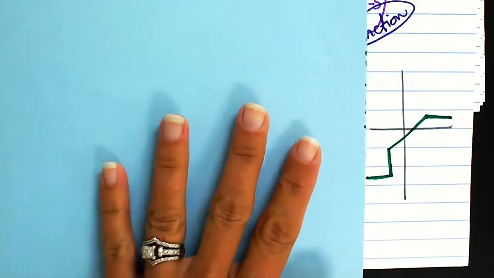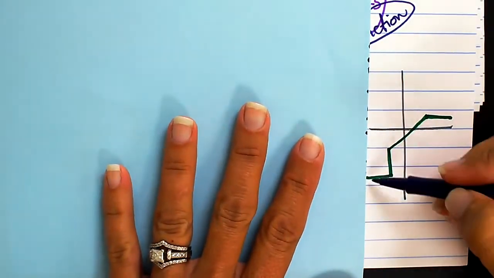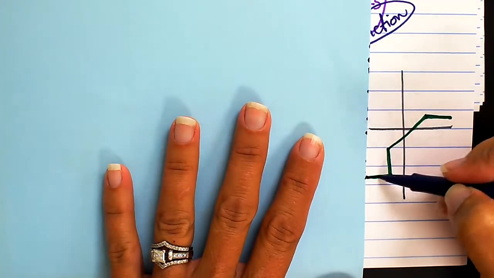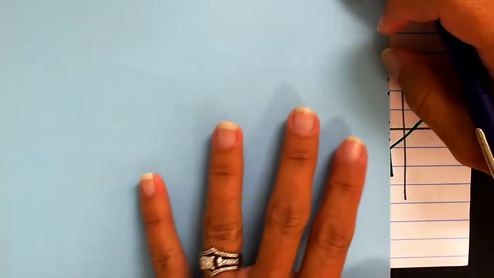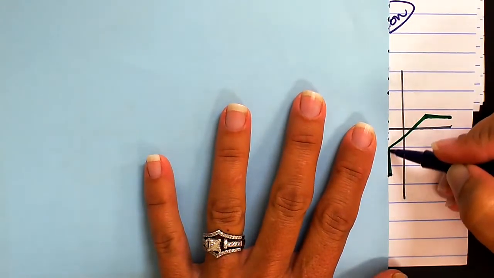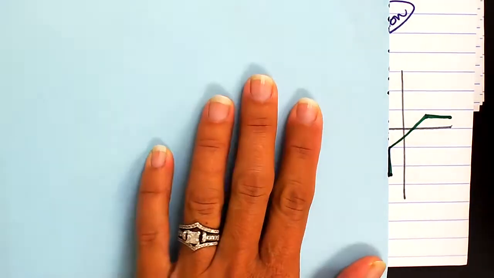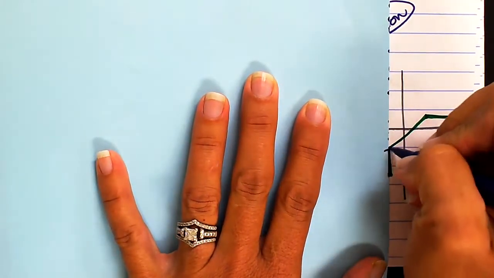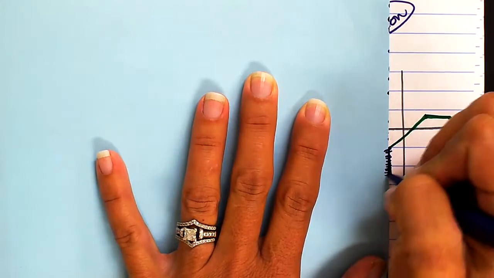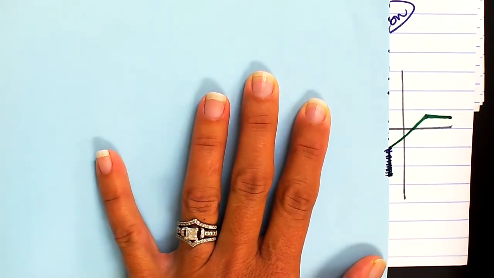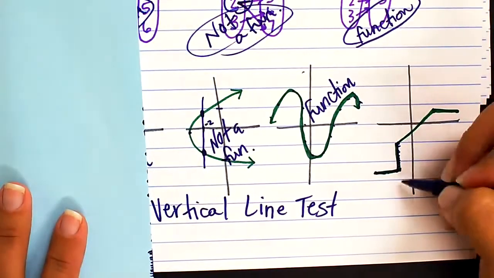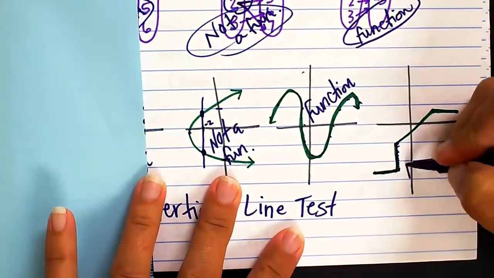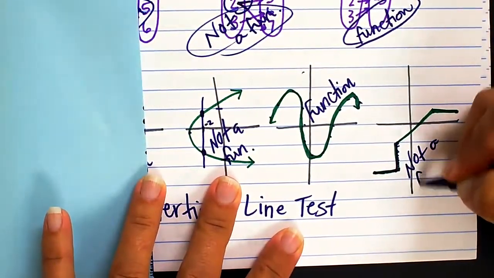And finally, we get this little piecewise function here. I have a perfectly horizontal line. If I have a perfectly horizontal line, it's never going to touch my vertical line in more than one place, right? But look here. Now I have a vertical line. Clearly, a vertical line is going to touch a vertical line over and over and over. There's an infinite number of points on that line that are touching my vertical line. So this does not pass the vertical line test and therefore is not a function.